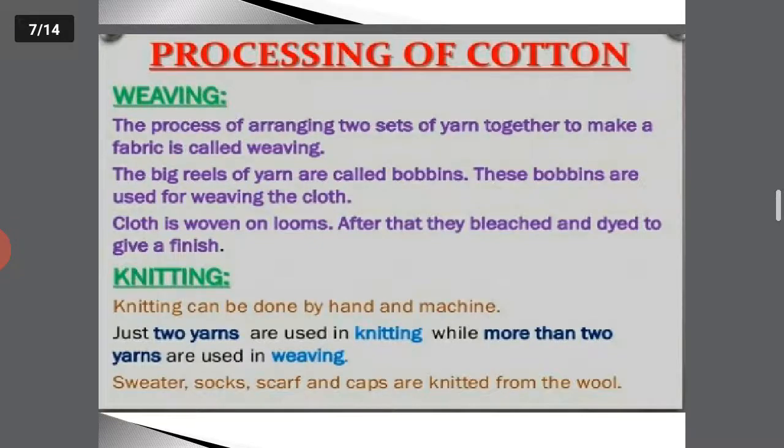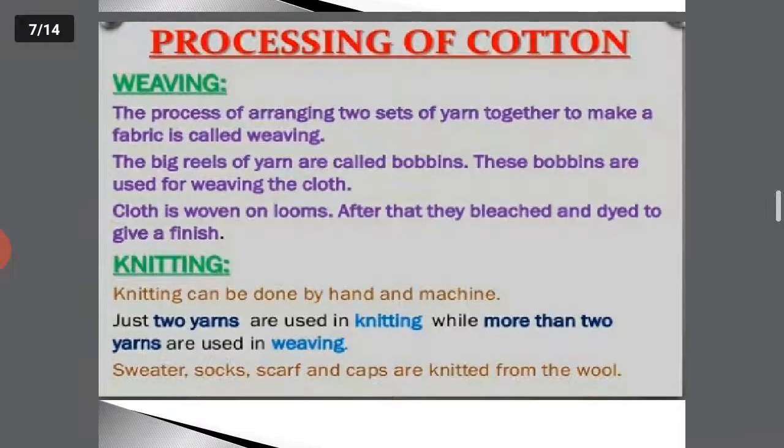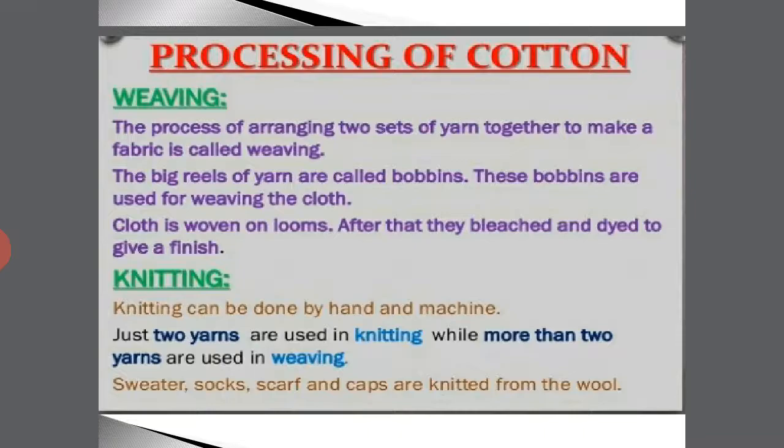Processing of cotton. We have already studied two steps earlier: ginning and spinning. Now weaving and knitting. The process of arranging two sets of yarn together to make fabric is called weaving. Weaving is called bunna in Hindi, and the person who does this is called a weaver. The big reels of yarn are called bobbins. These bobbins are used for weaving cloth. Cloth is woven on looms.